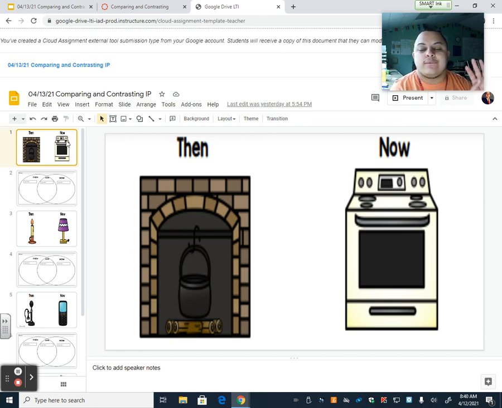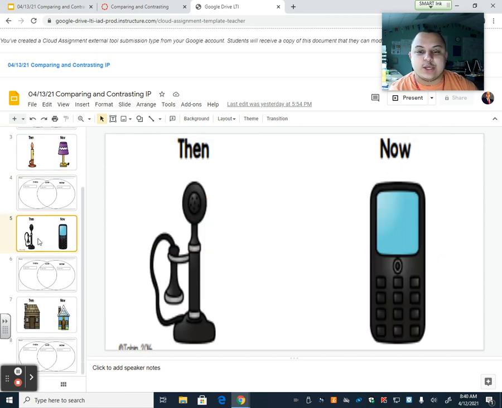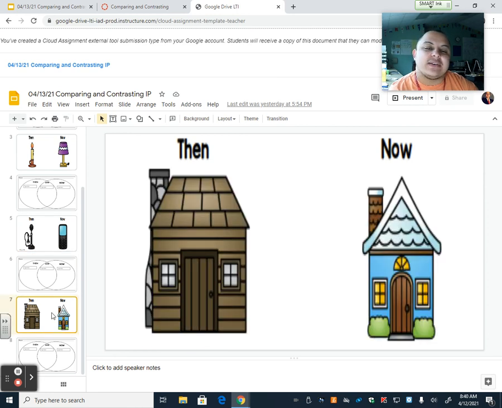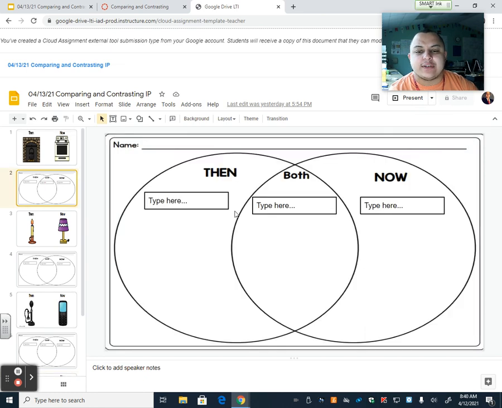And you're going to do that with 4 different objects. You're going to use the ovens. You're going to do lamps or lights. You're going to do phones. And then you're going to do houses. Just give maybe 2 or 3, if you can, differences, and then maybe 1 or 2 similarities.